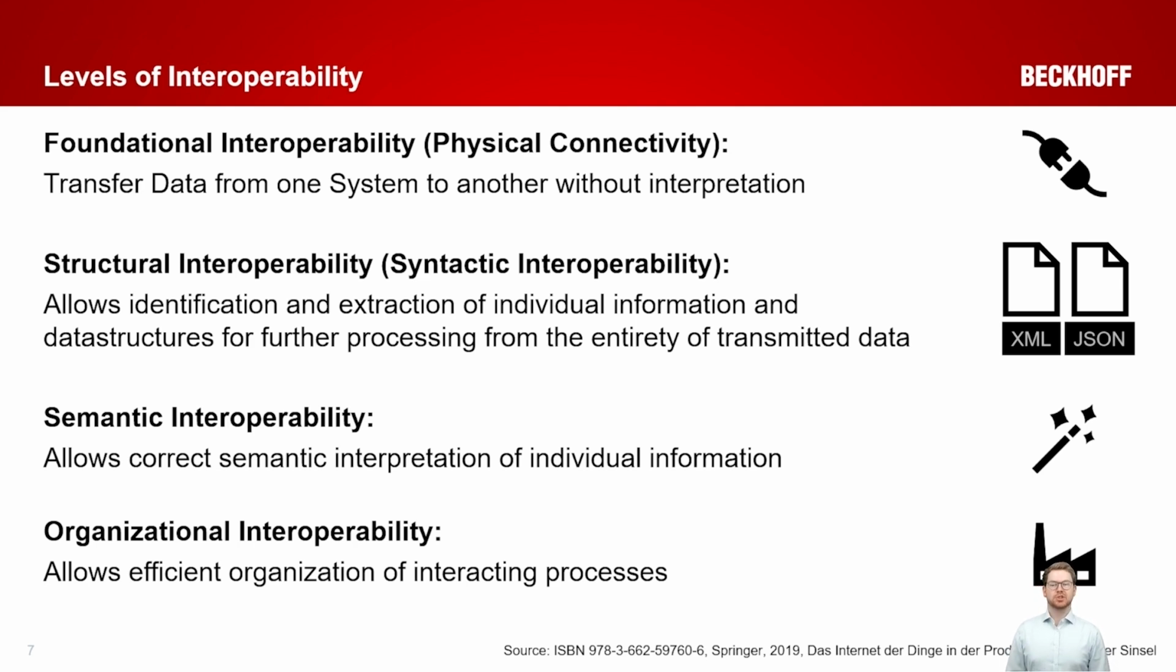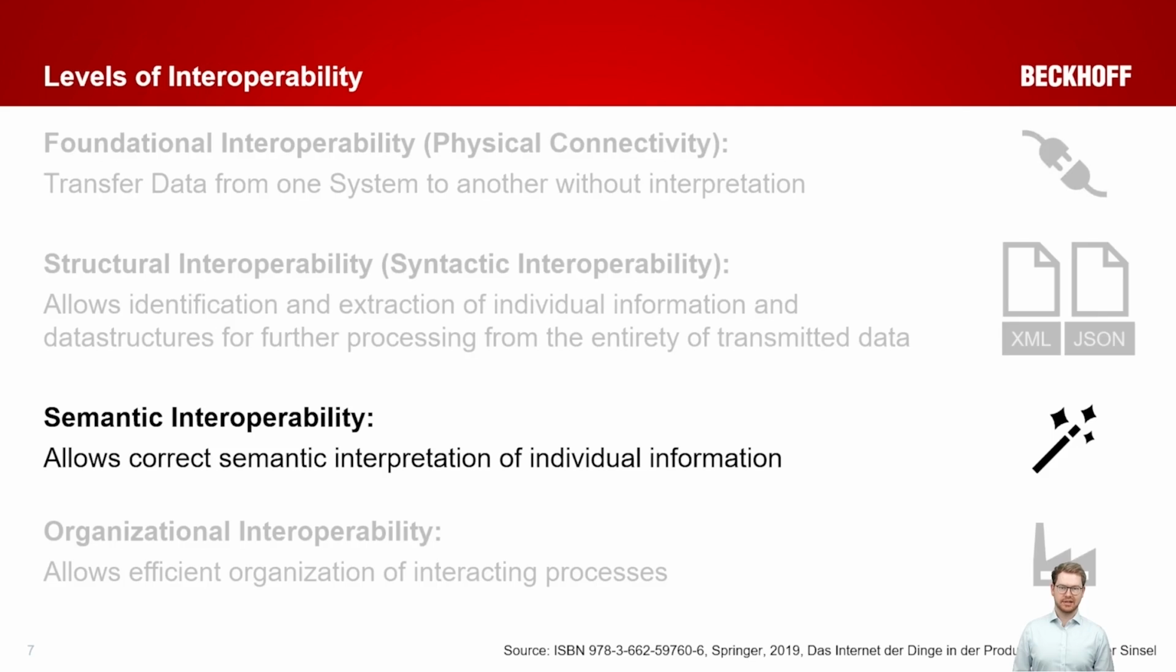Then, building on top of that, we have semantic interoperability, which is also what we're going to focus on today. It allows for the correct semantic interpretation of individual information. And last but not least, organizational interoperability, which allows for efficient organization of interacting processes. We're not going to look at that. We're going to focus on this, because semantic interoperability is what we're trying to achieve when using OPC UA with companion specifications.